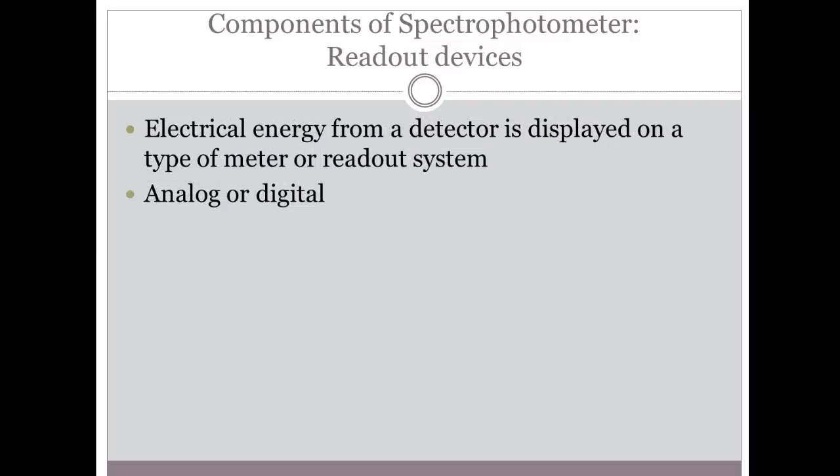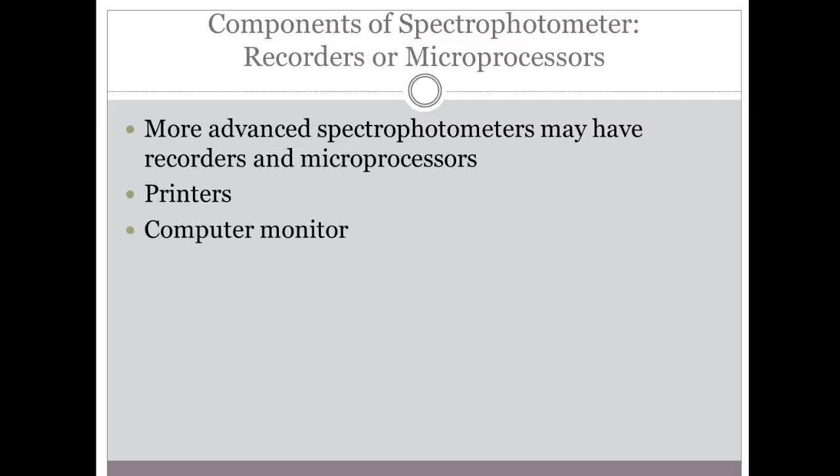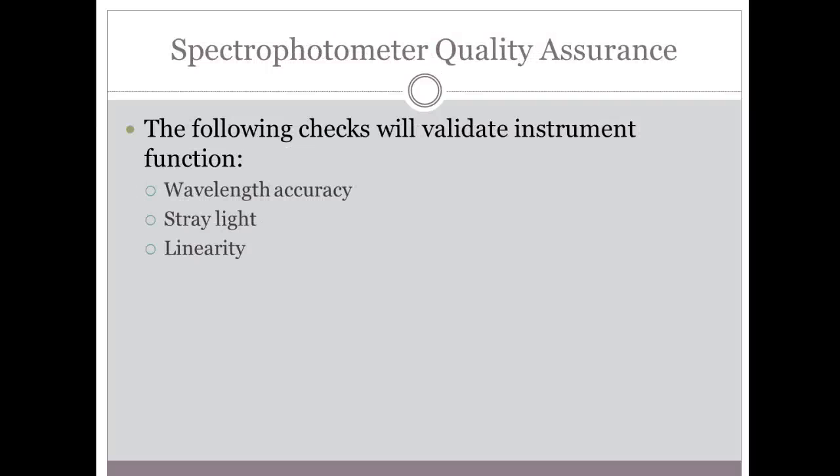Then we have a readout device. So the electrical energy from that detector, from the photons bouncing against it, can give us an analog or a digital type of readout. Then you could have a microprocessor such as a computer or a printer. In our case, we use our pen and paper to write it down.